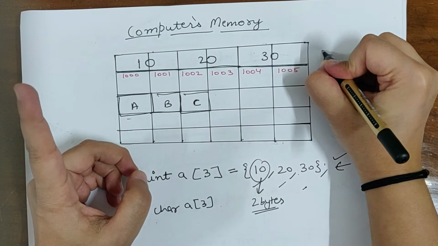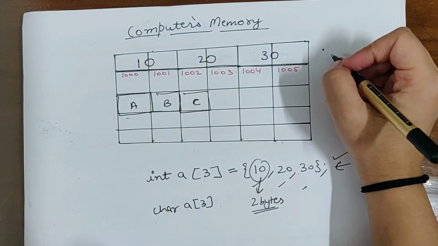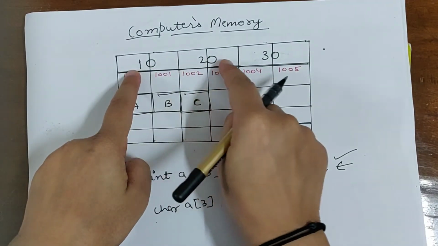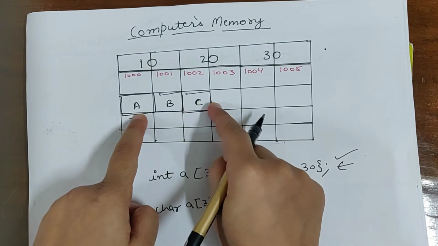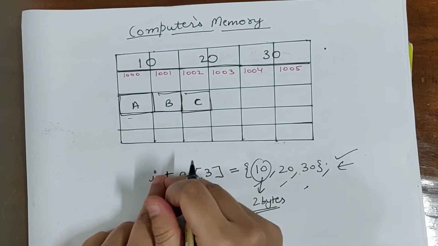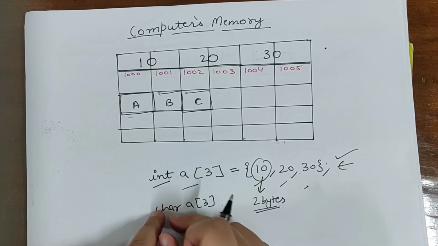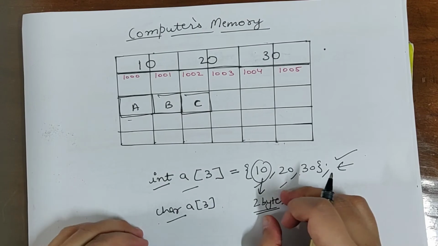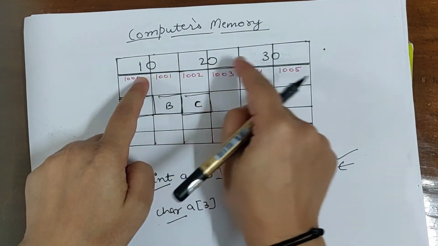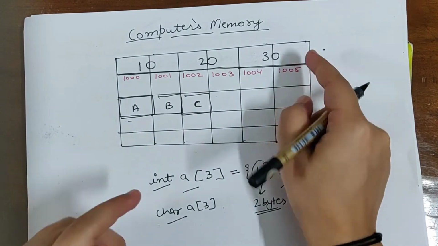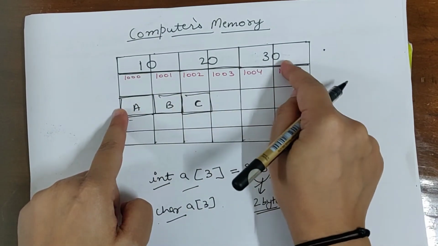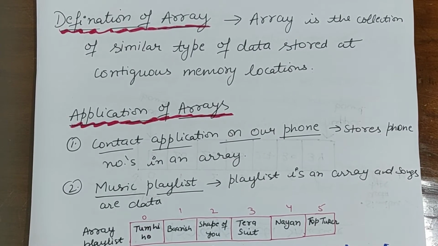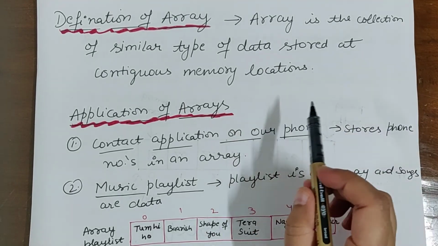First thing is we are storing the elements in contiguous manner. Second thing is we are storing the elements of the same data type. I am storing integer data types only, or character data types only. If my array is integer type, I am storing all the elements of integer data type. If my array is character data type, then I have to store all characters. So array will store the elements of the same data type, and in contiguous memory locations. So this is the definition: array is the collection of similar type of data stored at contiguous memory locations.